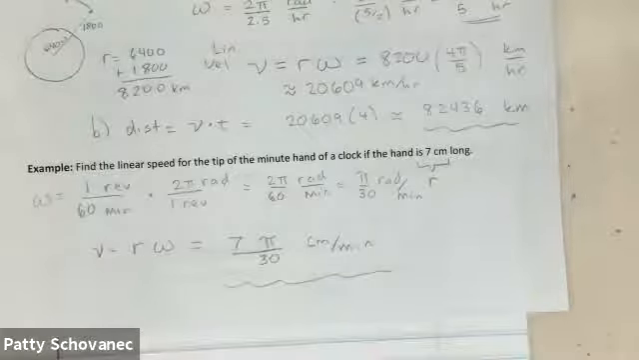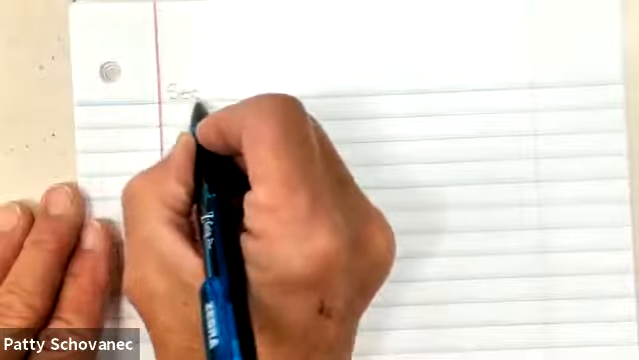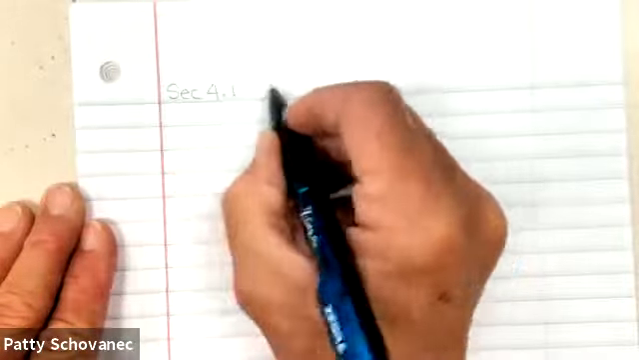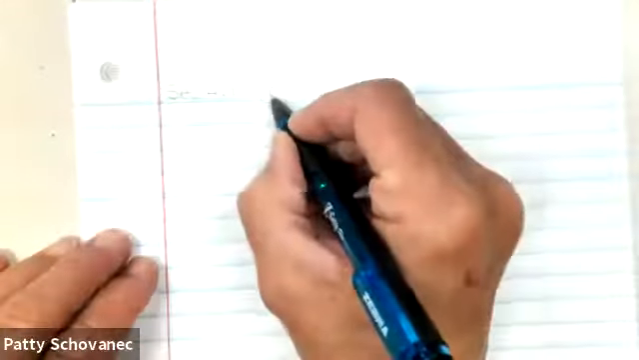Let's jump on now to chapter 4. In chapter 4, we're going to graph our 6 trig functions. We're going to spend a lot of time graphing sine and cosine in section 4.1. Section 4.1 is graphs of the sine and cosine function.